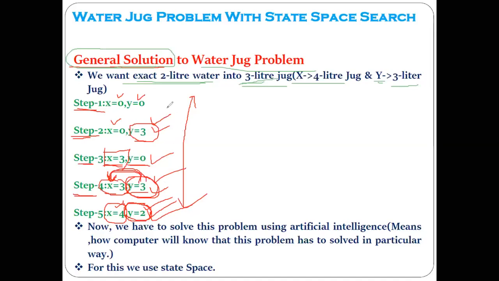Yes, sir. This is the general solution. Means here we have not applied any technique of artificial intelligence. But now this kind of problem has to be solved from what? AI agent. You are getting my point? This kind of problem has to be solved from whom? AI agent. In the sense I can call him, for example, the computer.